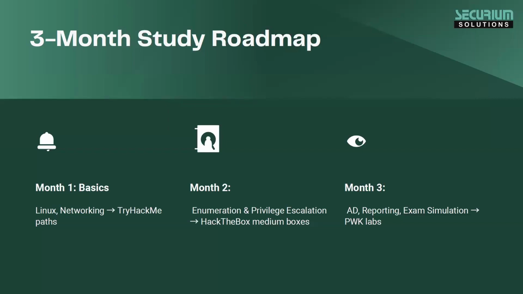Okay, so the 3 month study roadmap. Month one, basics: Linux, networking, TryHackMe. Month two: enumeration, privilege escalation, Hack The Box medium level boxes, high level boxes, focus on that. Month three: AD, reporting, exam simulations, PWK labs, everything. See guys, in month one itself you have to cover Linux, networking, enumeration, privilege escalation scripts, how to use a script, everything. Then in the second and third month, it's purely boxes practicing, full CTF practicing. You'll start with complete CTFs and involve with a lot of them, and then you obviously get used to it.